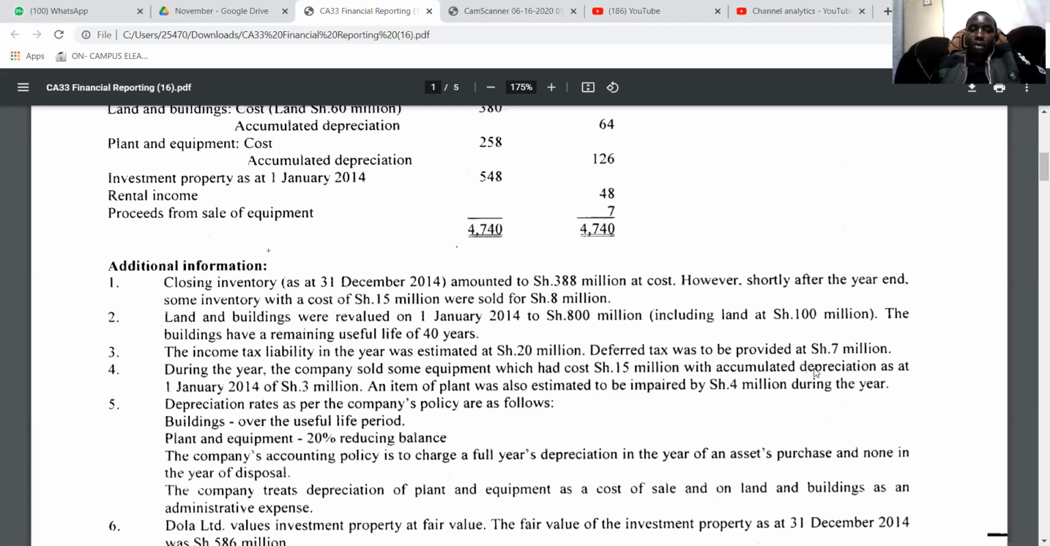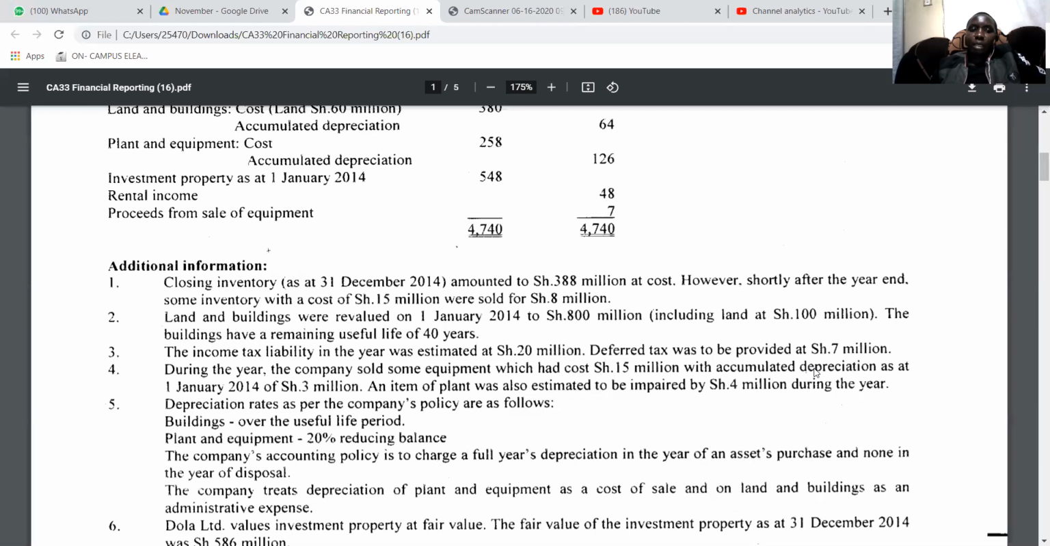Number 4, during the year, a company sold equipment which had cost 15 million with accumulated depreciation as at 1st January 2014 of shillings 3 million. An item of plant was also estimated to be impaired by 4 million during the year.